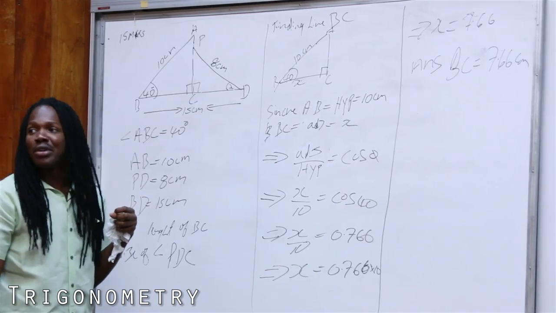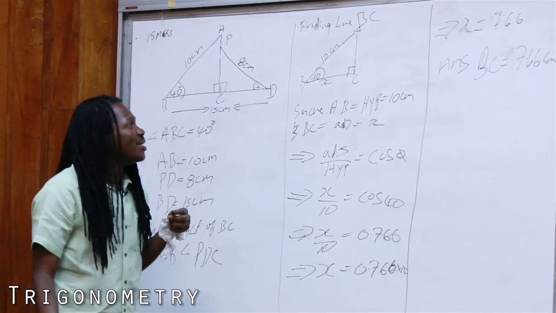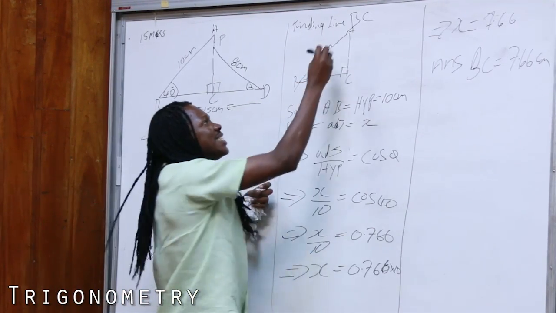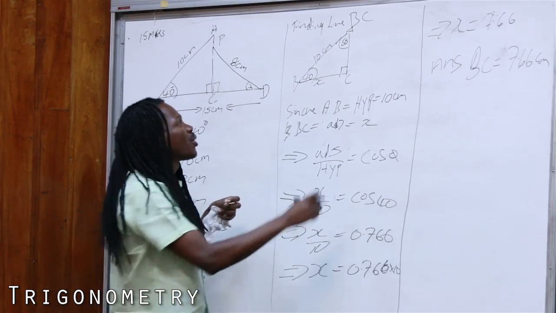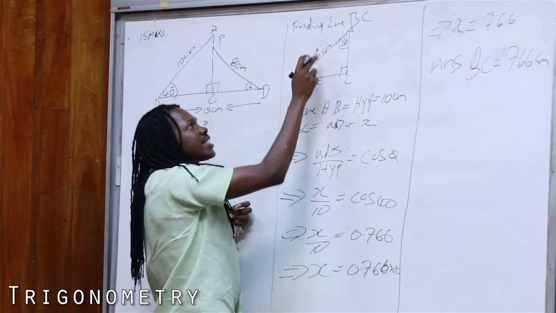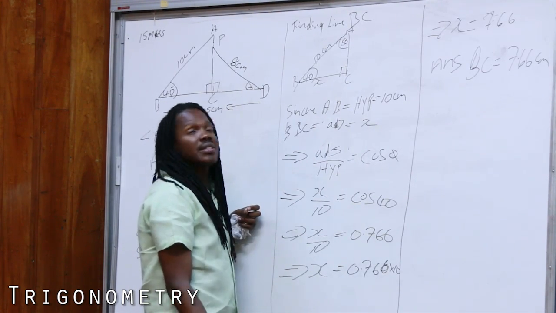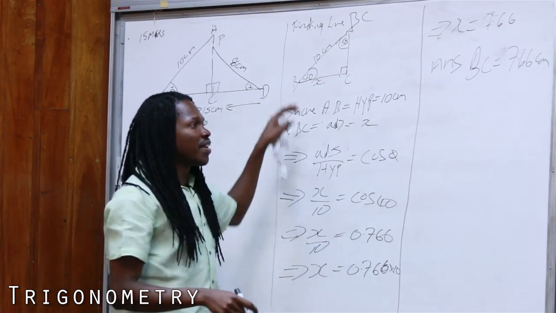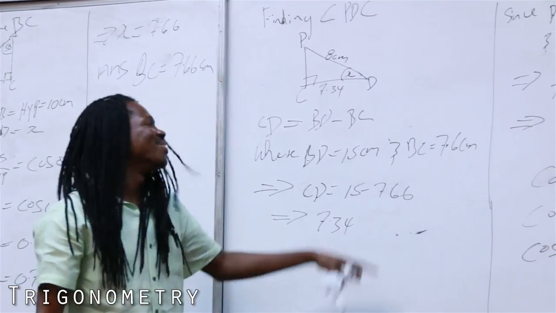What do you mean I can't do anything more? I'm going to show you what I could have done. This is 40, so that means this is 50. That means I could have said opposite x over 10 equals sine 50.